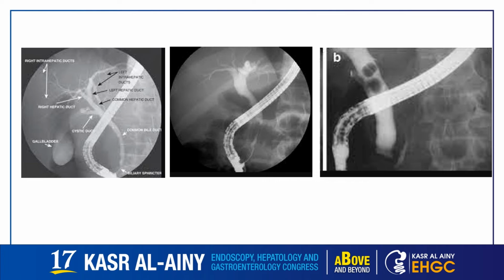ERCP images showing from right to left detailed biliary anatomy. Second image shows malignant biliary stricture at the lower CBD. Third image shows multiple filling defects representing gallstones at the CBD.